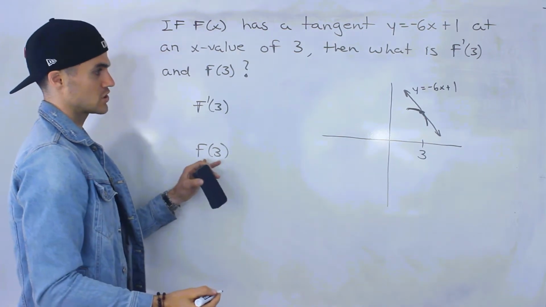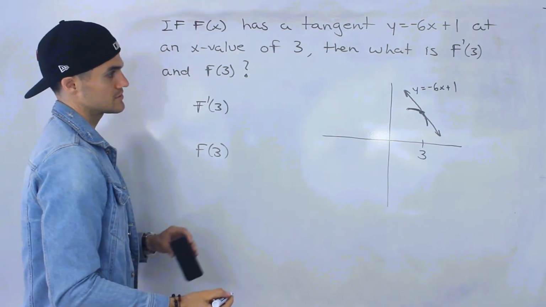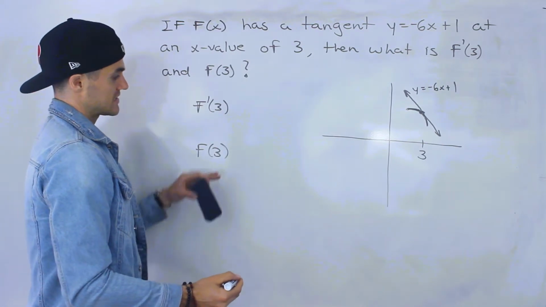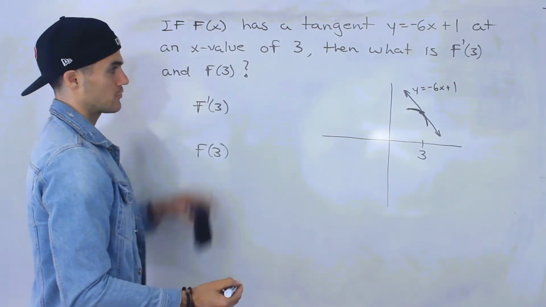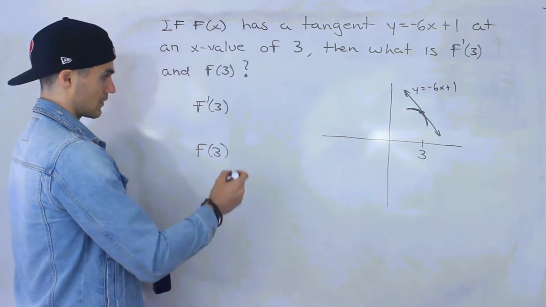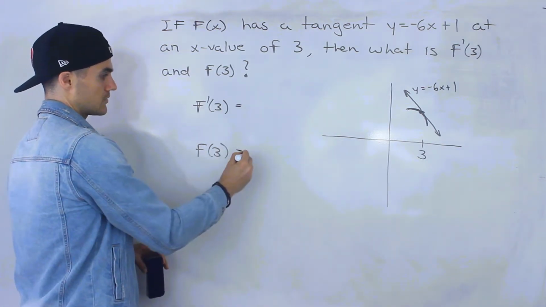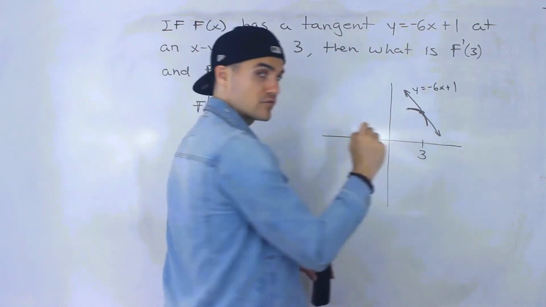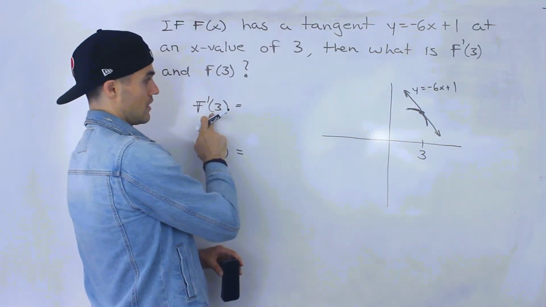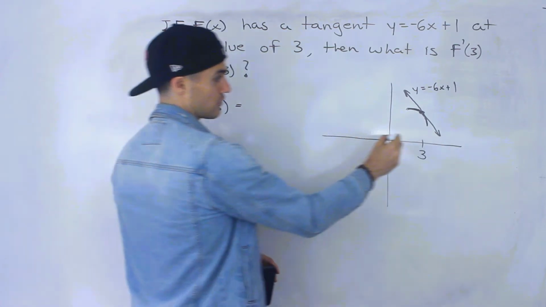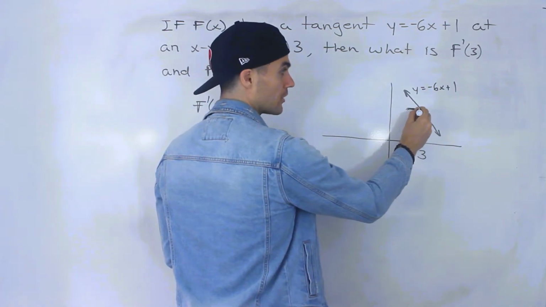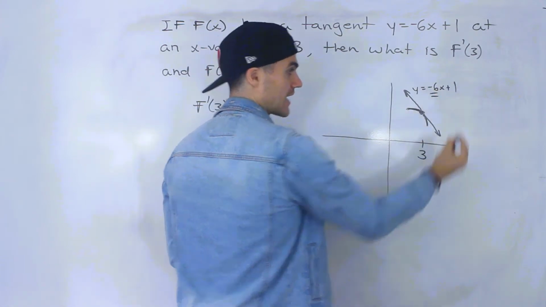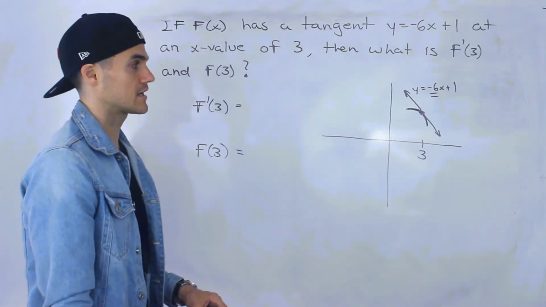And f of 3 is actually going to be tougher to get. Actually, no, it's not too bad. I just realized. I was going to say f of 3 is tougher to get than f prime of 3, but it's actually not. They're both pretty easy to get. So notice that f prime of 3, the value of the derivative of this function at an x value of 3, is going to be the slope of the tangent at that x value 3. And notice the slope of the tangent is negative 6, right?